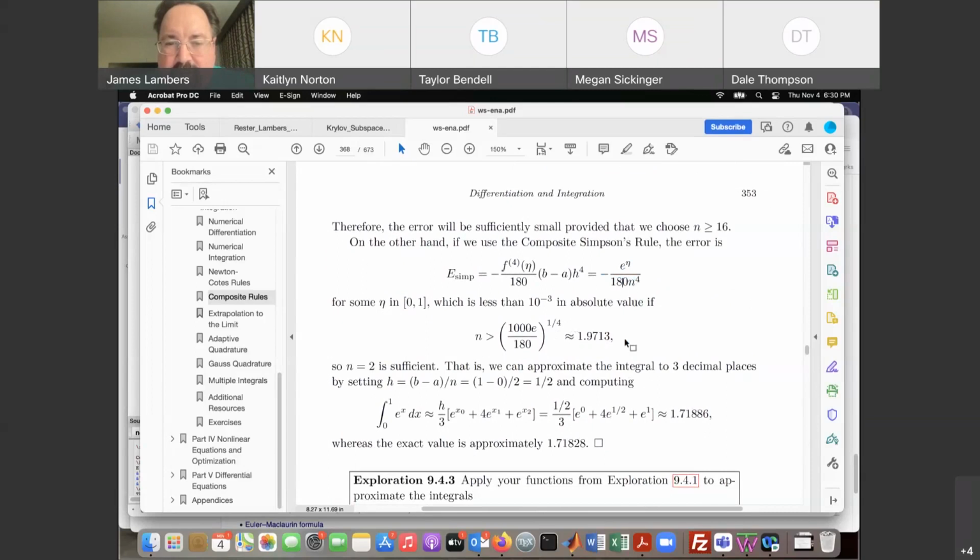n must be... so I could choose n equal 2. In other words, I don't really need to use composite Simpson's rule at all to get error less than 10 to the minus 3. I could use the basic Simpson's rule, just using these three nodes. And sure enough, I do get these decimal places correct.